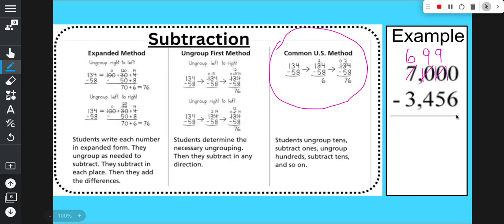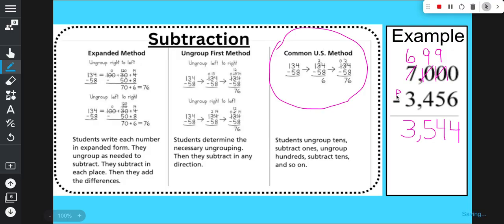Now I can do my subtraction. 10 minus 6 is 4. 9 minus 5 is 4. 9 minus 4 is 5. We're going to put my comma in, and 6 minus 3 is 3. So I end up with an answer of 3,544. Now, if subtraction is difficult for you, go back and add your two parts together.